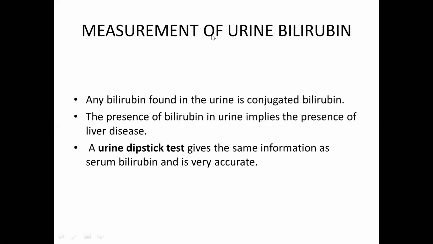Measurement of urine bilirubin. For that, a urine dipstick test is used, which gives the same information as serum bilirubin, and it is also very accurate. The bilirubin which is found in the urine is conjugated bilirubin, that we have already seen. The presence of bilirubin in urine usually implies the presence of liver disease, because the bilirubin found in urine is conjugated, and conjugation usually happens in the liver. So it is obvious that if you are getting conjugated bilirubin in the urine, there is some abnormality in the liver.